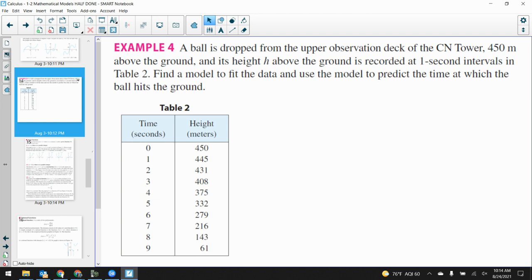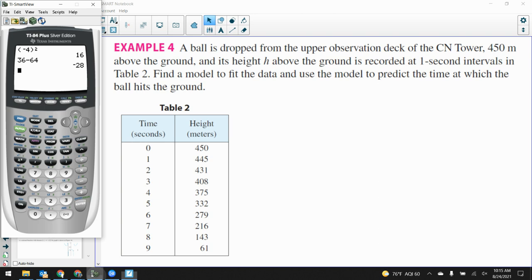Now, those of you taking physics, or those of you that have taken physics, you might know that any falling object or any thrown object follows the path of a parabola, right? So any falling object, like this ball that's dropped from the CN Tower, is actually going to be a quadratic. Any projectile motion is in the form of a parabola. So we can assume that this is going to come out quadratic. Now, we're going to see that within the statistics as well, though.